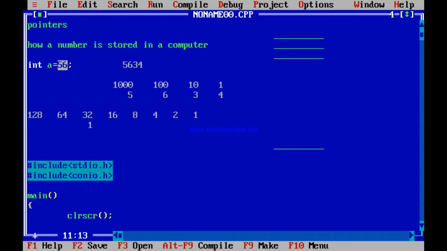Once I fit 32 within 56, I am remaining with how much? 56 minus 32, 24, which I need to fit. So will a 16 fit? Yes, it will. 1. How much am I remaining with? 8. 24 minus 16 means 8 is remaining. So one more, 1 in 8.